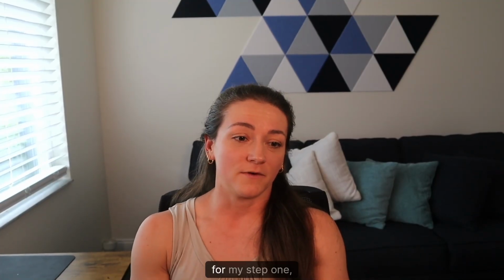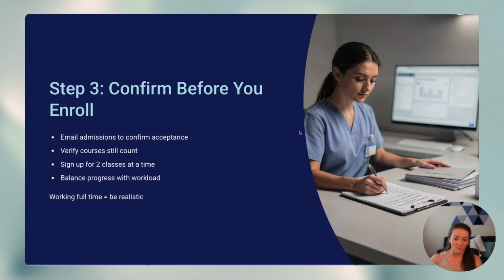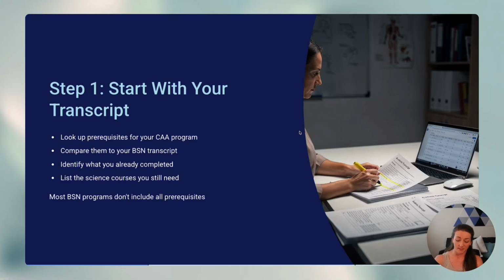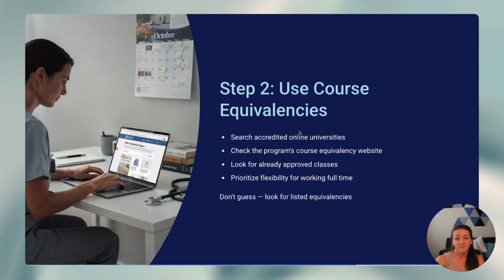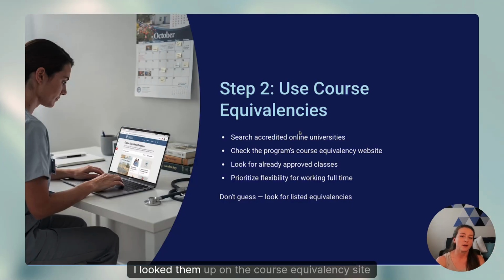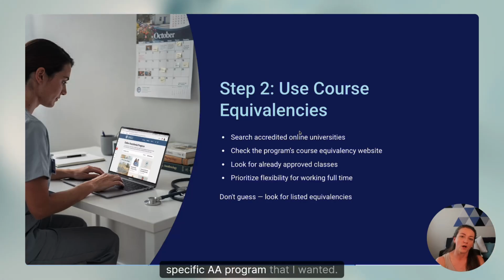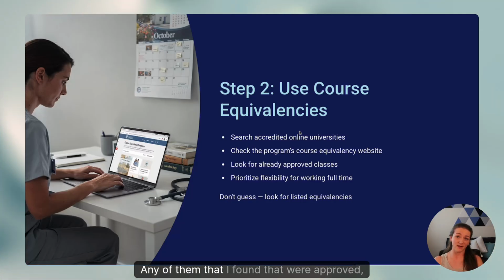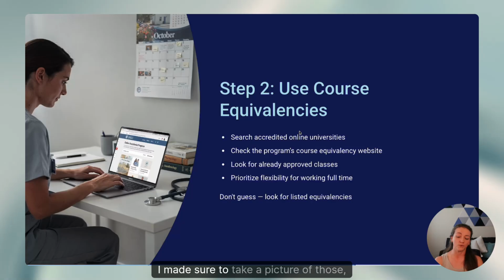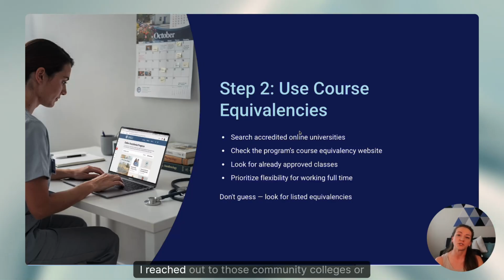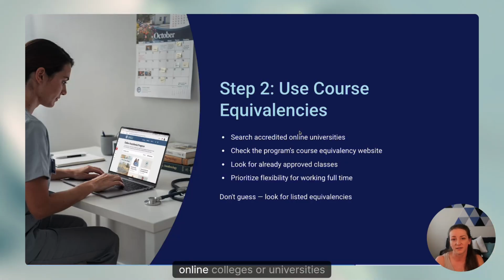So for my step 1, let's refresh. I ended up starting with my transcript, pulling the classes that I had, making sure that they would be valid for them. Then I found the courses that I needed. All of these courses, I looked them up on the course equivalency site for the specific AA program that I wanted. Any of them that I found that were approved, I made sure to take a picture of those, put them in a document. The ones that I could not find, I reached out to those community colleges or online colleges or universities and asked for the syllabus.